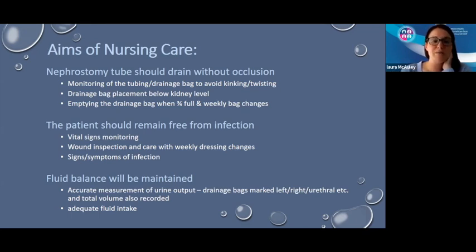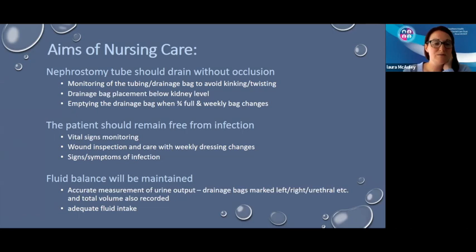You want the drainage bag placement below kidney level. So you don't want to be putting it up at their shoulder when they're lying down. You want it to be down maybe at least their waist, maybe even their hip or onto their leg to aid drainage. And again, you want to be emptying the drainage bag when two-thirds to three-quarters full so that you're not getting reflux. And where we talked about catheter bags, you should be changing them every 5 to 7 days. 7 days is okay for nephrostomy tube bags. Once a week, trying to change the tube is appropriate. The bag, sorry.